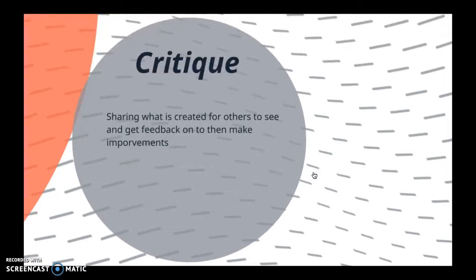Sharing what is created for others to see and get feedback on, to then make improvements. So they can be sharing with people, and people up and around the world can be seeing what they've made, so then they can better it.